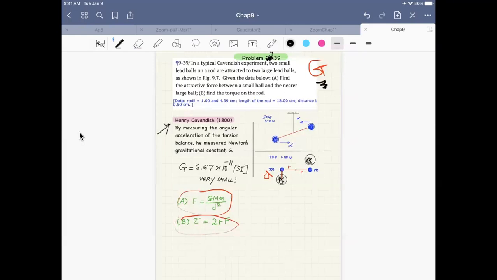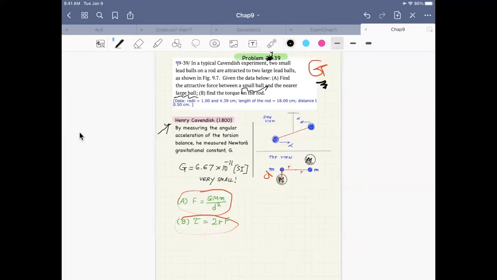In a typical Cavendish experiment, 2 small lead balls on a rod are attracted to 2 large lead balls as shown in a figure. Here's a picture I drew myself. Given the data below, find the attractive force between one small ball and the nearer large ball. And part B, find the torque on the rod.